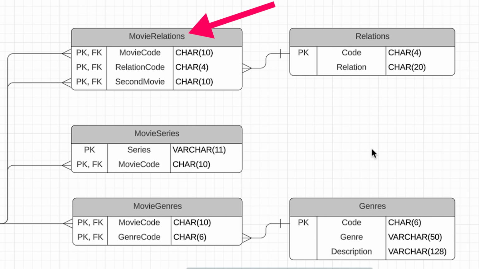We've got a table that captures the combination of two movies and a lookup table to define the type of relationship. Another way to achieve this would be to use a self-join, which has a field in the movies table called related movie and points to the movie's primary key. However, that won't let us capture the type of relationship, such as alternative or prequel.